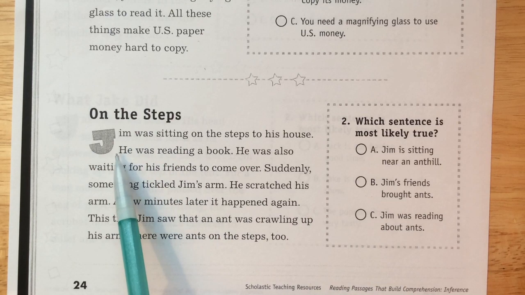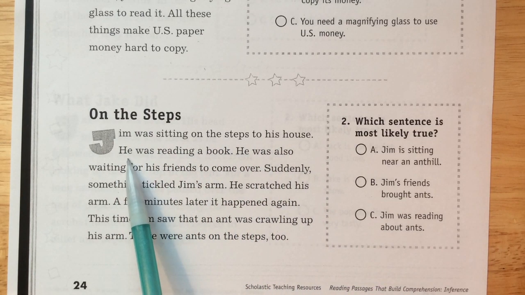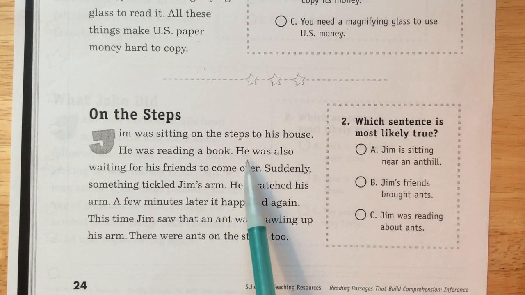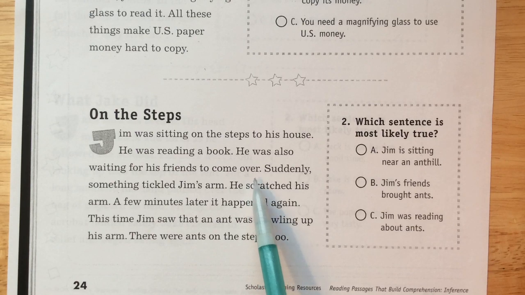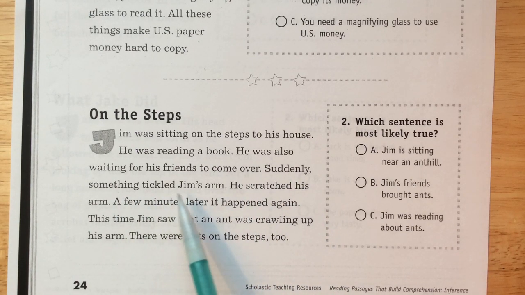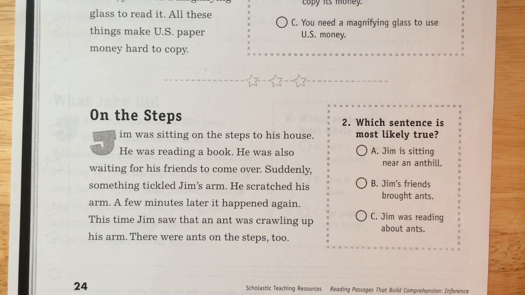Jim was sitting on the steps to his house. He was reading a book. He was also waiting for his friends to come over. Suddenly, something tickled Jim's arm. He scratched his arm. A few minutes later, it happened again. This time, Jim saw that an ant was crawling up his arm. There were ants on the steps, too.